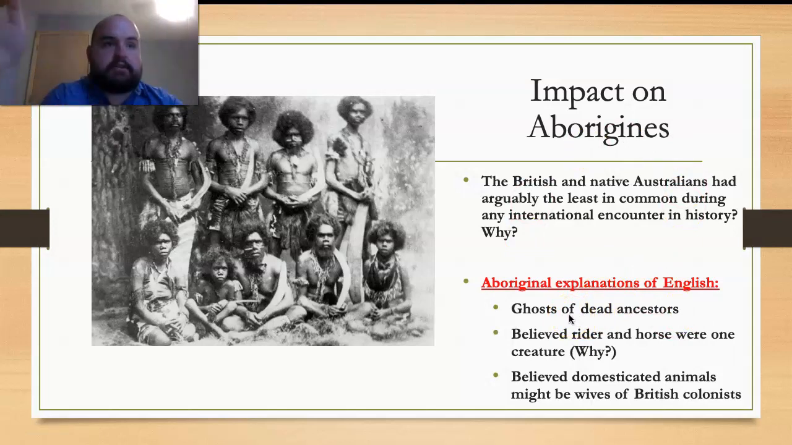Because like many other religious and traditional beliefs across the world, they placed a great emphasis on dead ancestors. They also believed that the rider and a horse that they saw were often one creature. Why might that be the case? This is a little bit of an Australia biology question.